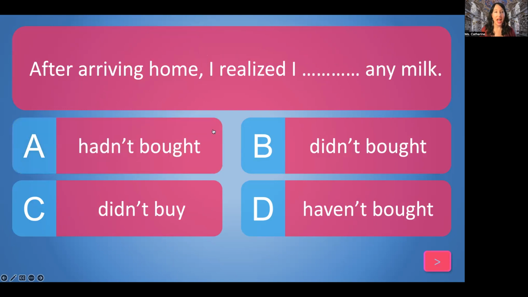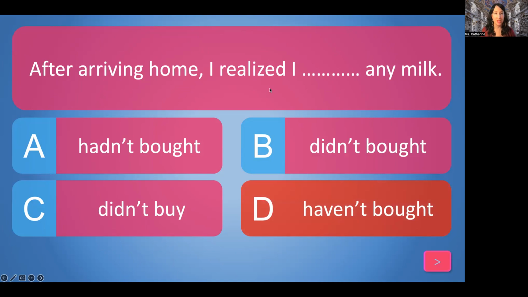How about this one? After arriving home, I realized I blank any milk. Would it be A, hadn't bought, B, didn't bought, C, didn't buy, or D, haven't bought? Whew, this is a mouthful. After arriving home, I realized I blank any milk. Whew. Do you think it's A, B, C, or D? Let's try D. You think it's D? No, haven't bought. Why? Because of the clue word realized.